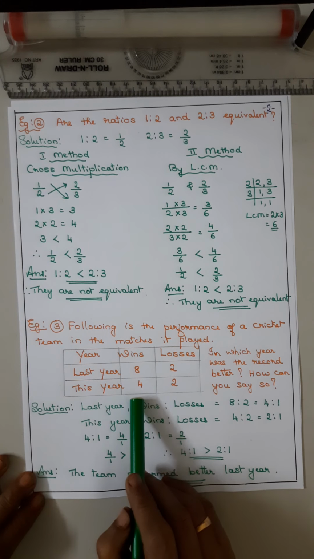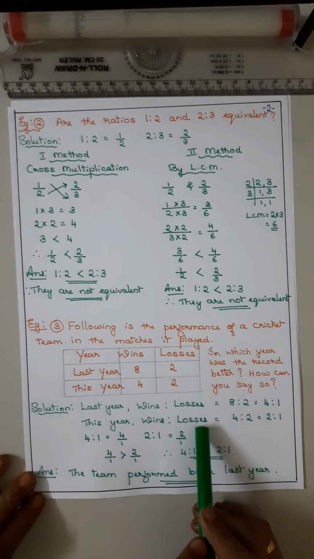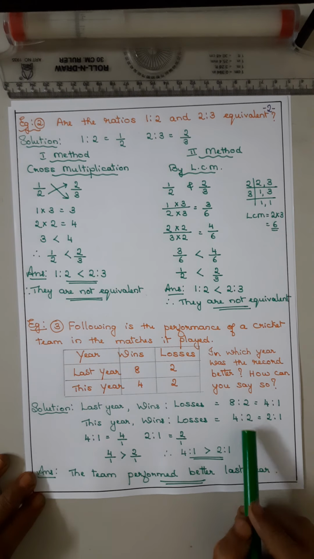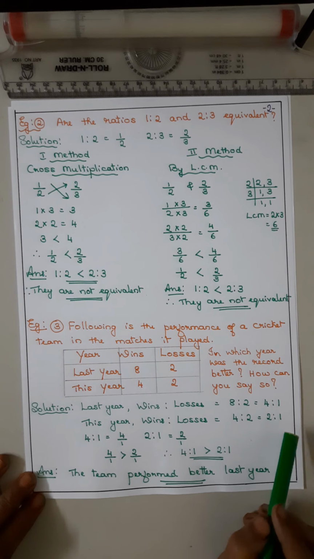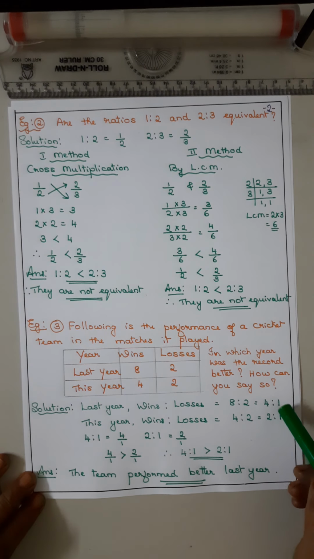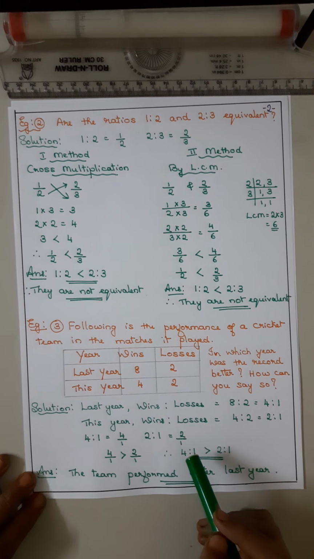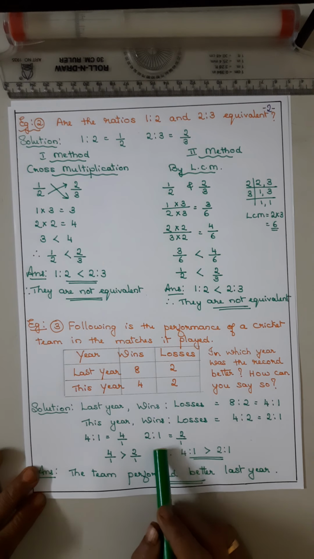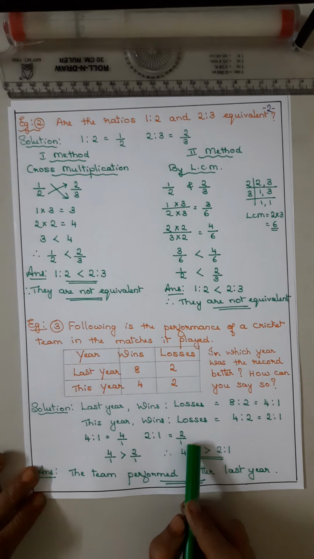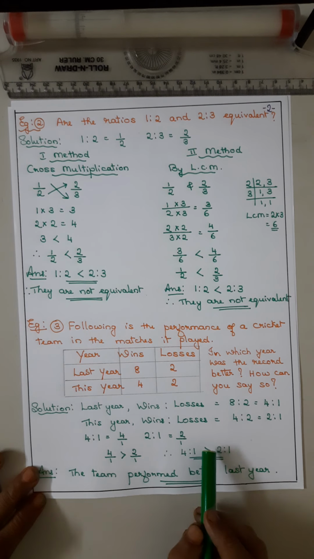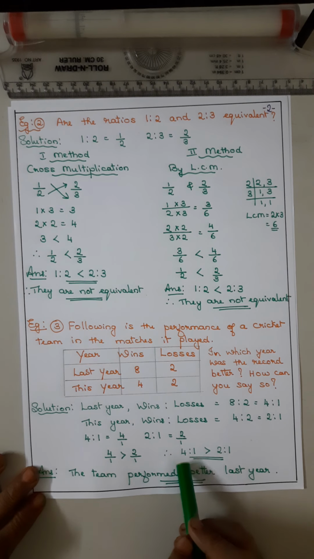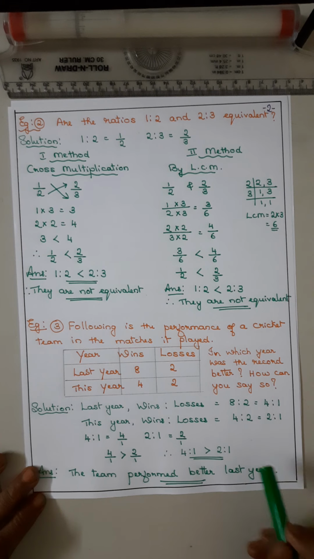This year the ratio wins is to losses is equal to 4 is to 2. Now in the table of 2, 2 2s are 4, 2 1s are 2. So you got 4:1 and 2:1. Now convert into the fractional form. 4:1 can be written as 4/1. 2:1 can be written as 2/1. So now compare the fractions. 4/1 is greater than 2/1. So 4:1 is greater than 2:1.